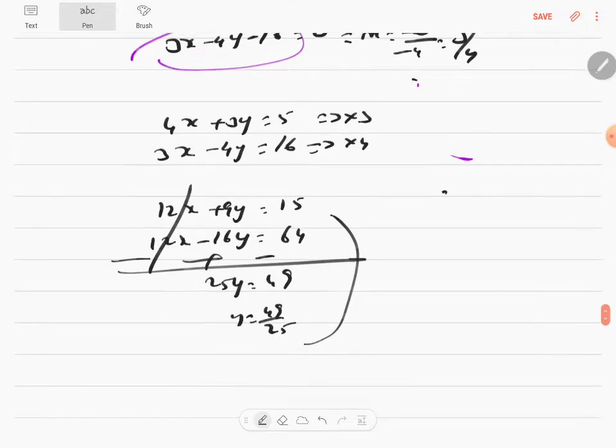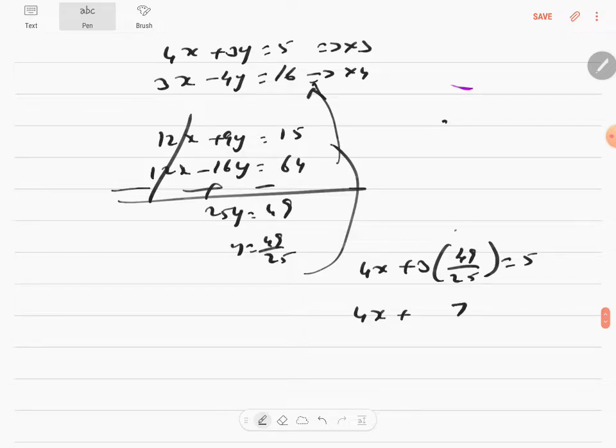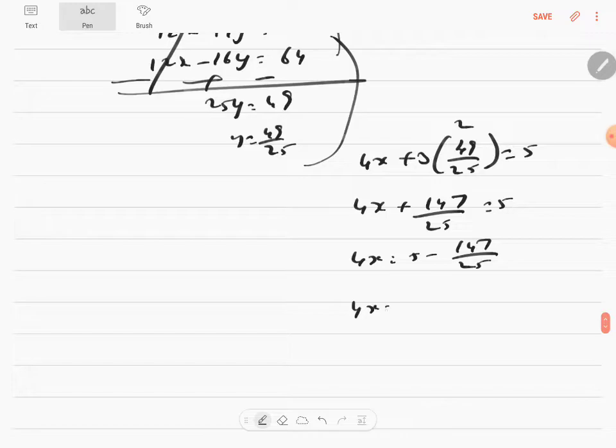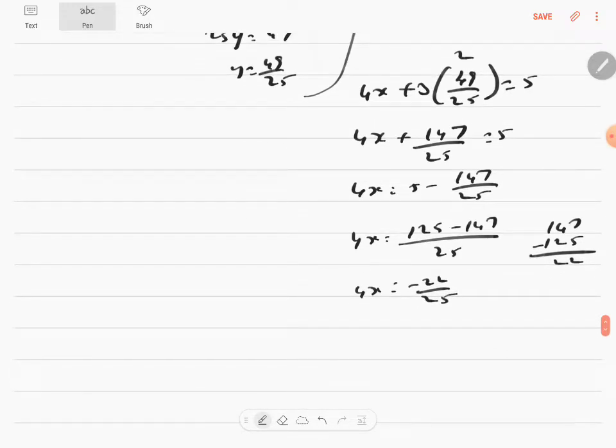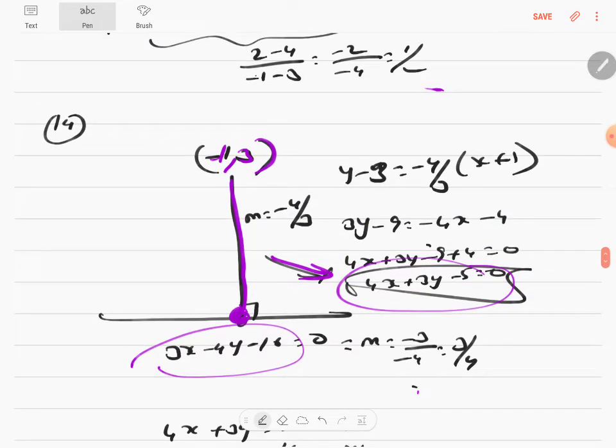Substituting in one of the equations, say the original equation, 4x plus 3y is equal to 5. 4x plus 3 times 49 by 25, 3 times 49 is 147, by 25 is equal to 5. 4x is equal to 5 minus 147 by 25. So 4x is equal to 25 5s are 125, minus 147 is minus 22 by 25. And I hope my answer is correct. This is the 14th sum, Exercise 10.3.